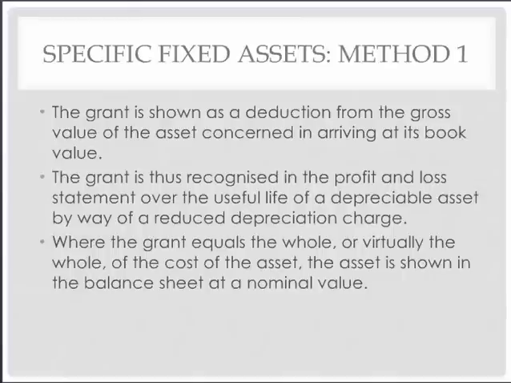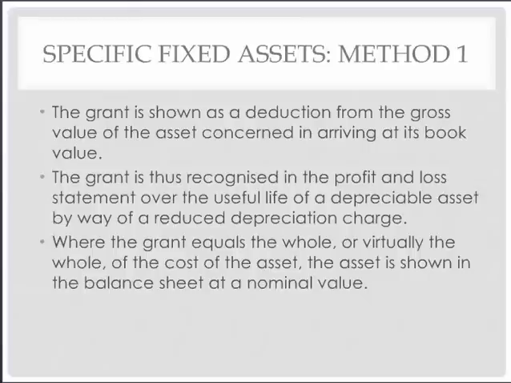The grant is thus recognized in the profit and loss statement over the useful life of the depreciable asset by way of reduced depreciation charge. That means now you will depreciate on the 8 lakh rupees. Hence, the depreciation on the 2 lakh rupees is not charged to P&L. That is, it is taken over P&L over the different periods in the form of reduced depreciation charge, where the grant equals whole or virtually the whole of the cost of the asset.